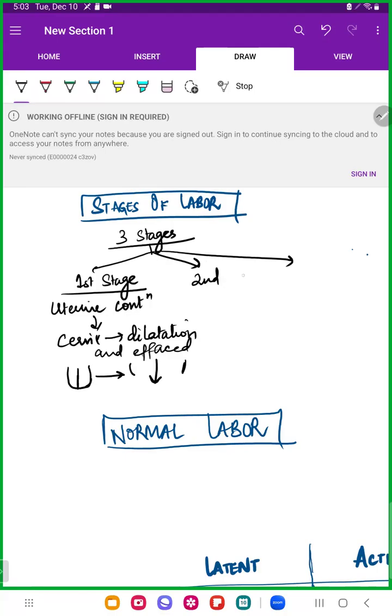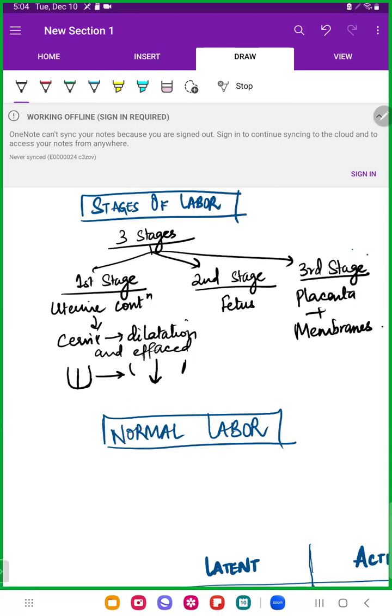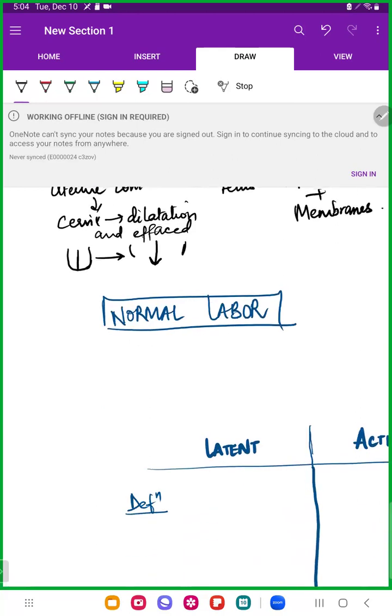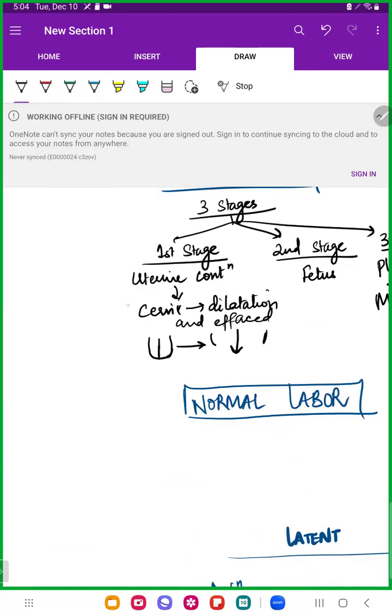Next is the second stage. The second stage is delivery of the fetus. So the fetus is delivered. Next is the third stage, in which after the delivery of the fetus, the placenta and membranes are delivered. Next, this first stage is divided again into two phases, which are latent phase and active phase.